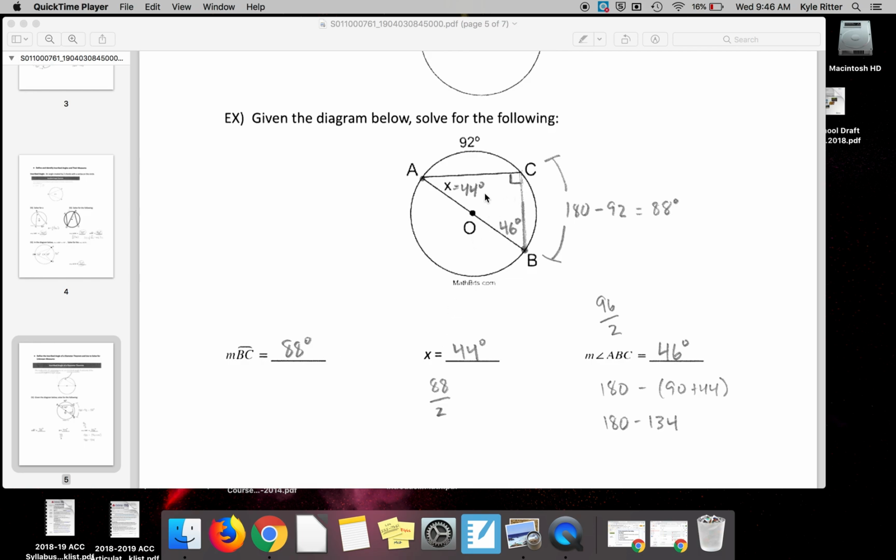Then that allows us to solve for x because that arc is going to correspond with this inscribed angle, the measurement of x. So if we take our arc and divide it in half, we get our inscribed angle measure of 44 degrees. And then we're asked to find the measurement of angle ABC.